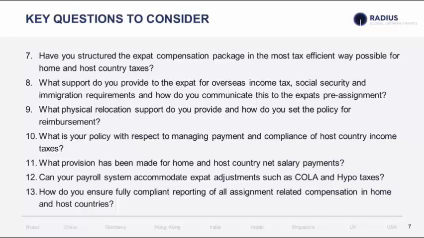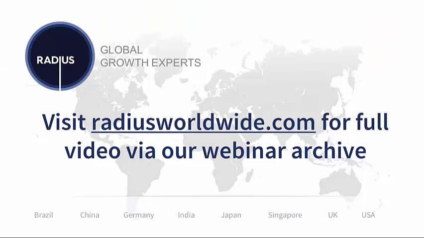Point 13, how do you ensure full compliant reporting of all assignment-related compensation in home and host countries? Sometimes there is a wrong idea that a tax return is all that is needed, but in fact there could be year-end benefit forms. For example, here in the UK we have a P11D where the benefits are reported. There are monthly obligations in some jurisdictions, quarterly submissions. So what happens at home does not necessarily reflect what happens in other jurisdictions. And again, these are all points for you to consider.